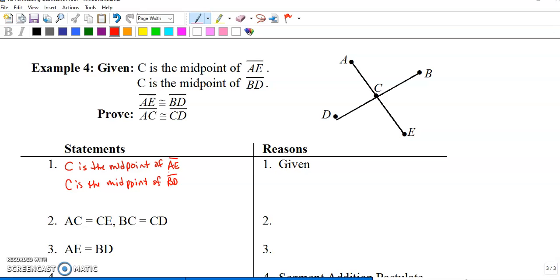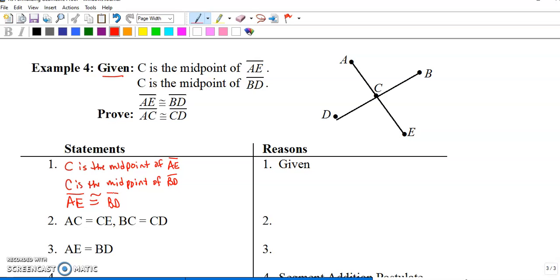Why do we know that? Because they told us that. That's our starting point. That's the given information. Okay, so now what we want to prove. They give us one more piece of given information, that AE is congruent to BD. All right. So they want us to prove that AC and CD are the same.